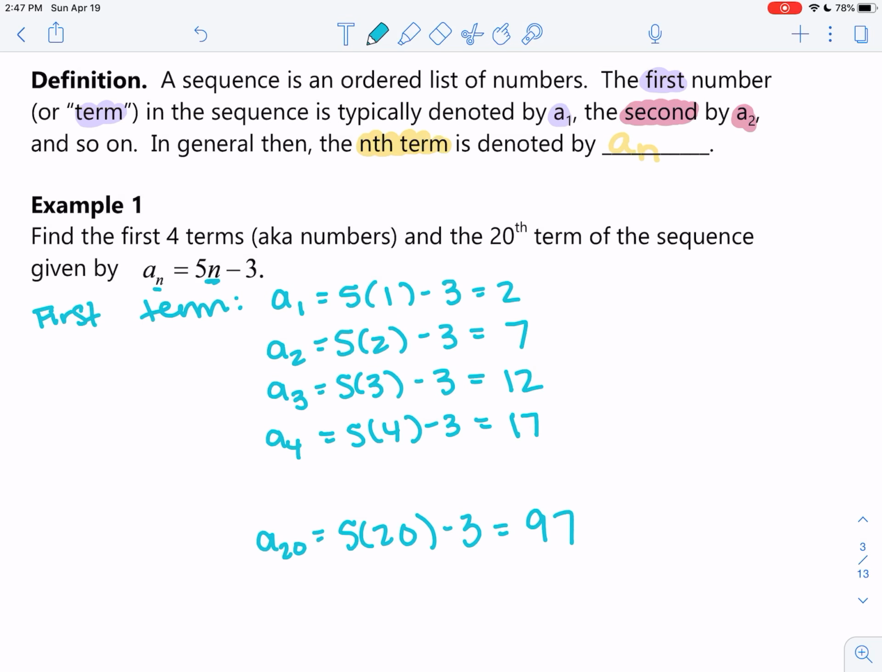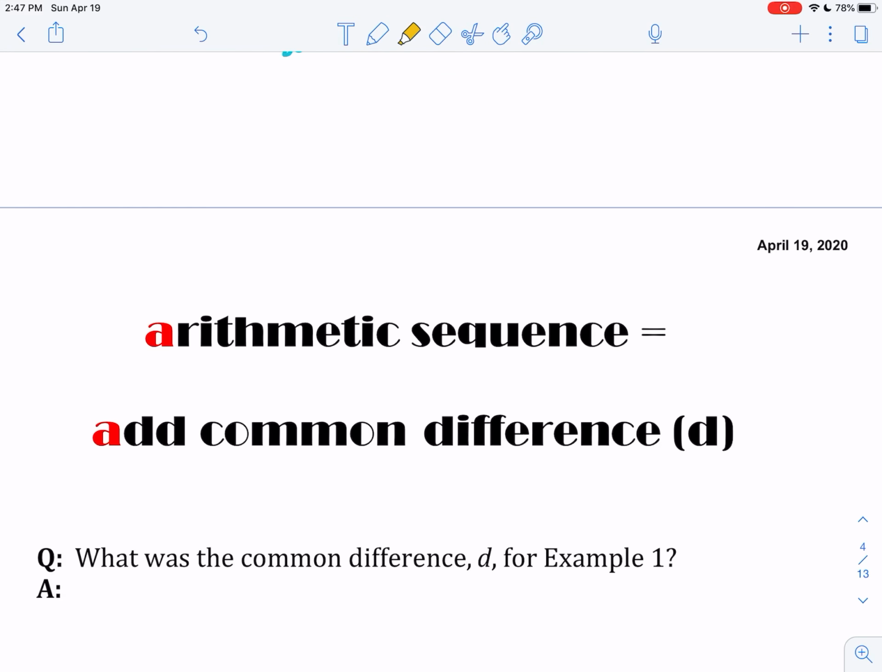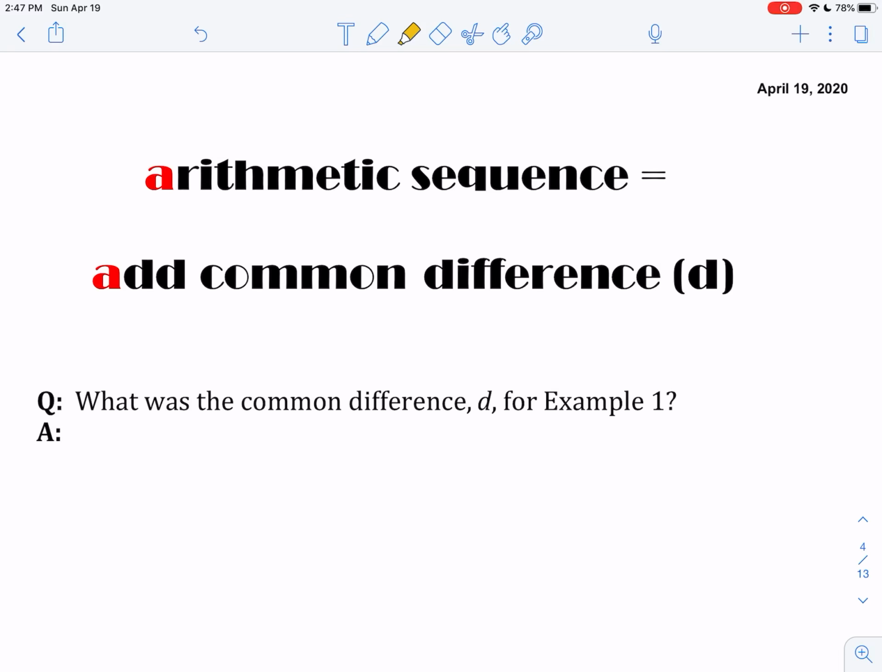Okay, let's take a look here at the first 4. Do you notice any pattern here? Yeah, it looks like we're adding 5 each time, right? So you may remember from Algebra 2 that when you add a number each time, which by the way could be subtracting because you can add a negative, that's called an arithmetic sequence, okay?